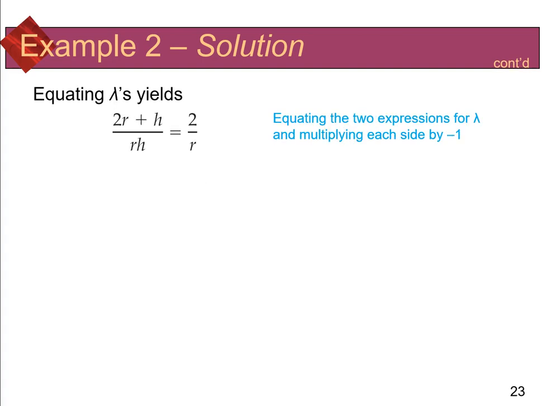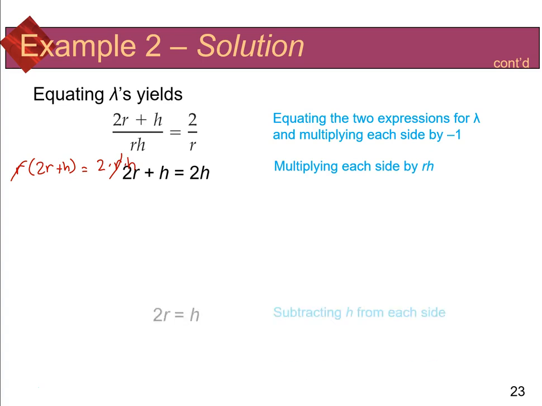I set these equal to each other. When I cross multiply, and what they don't show you here, I'm going to end up with r times (2r plus h) equaling 2 times r times h. Both sides have a multiplication of r that can be canceled. So that's why they end up with 2r plus h equaling 2h. And then I could solve this equation.